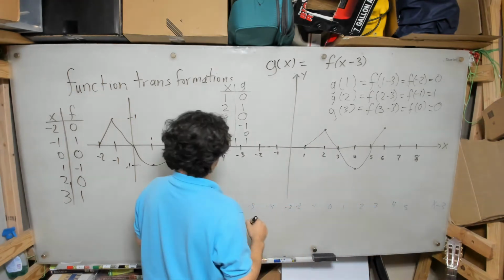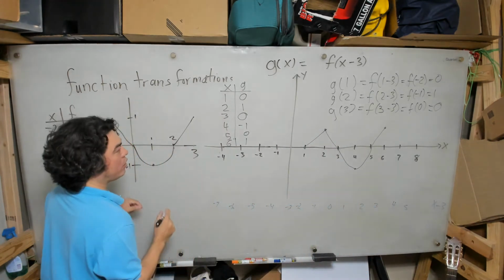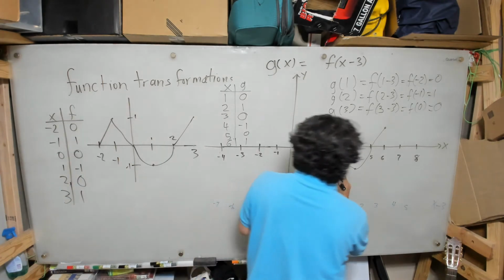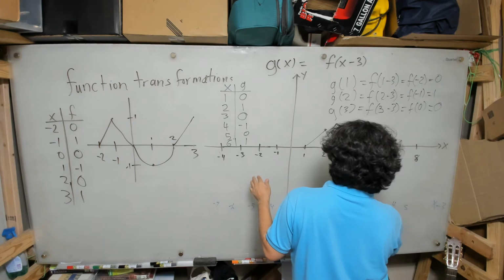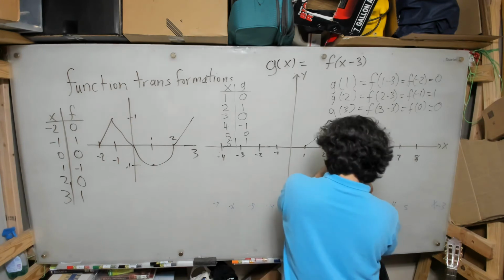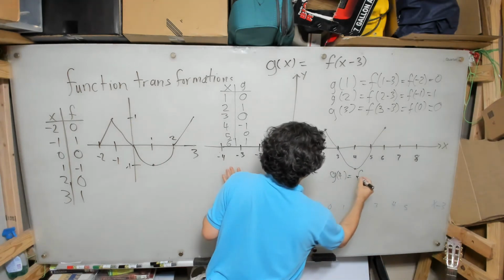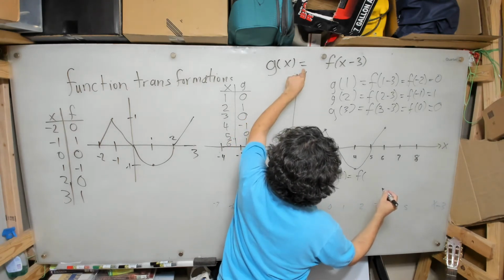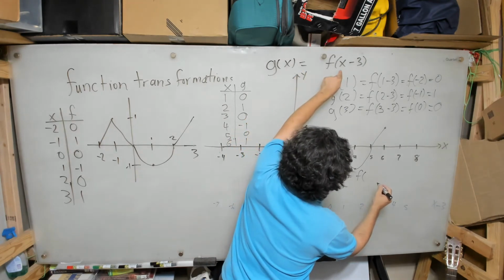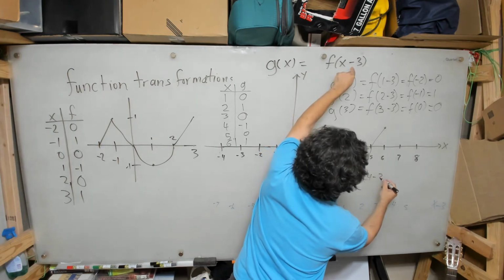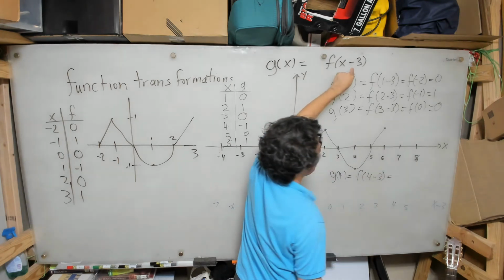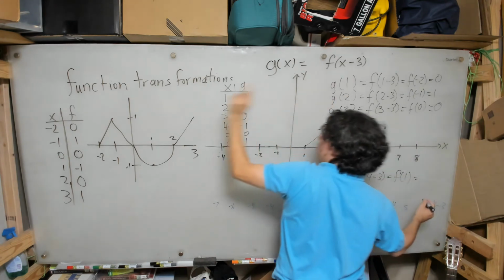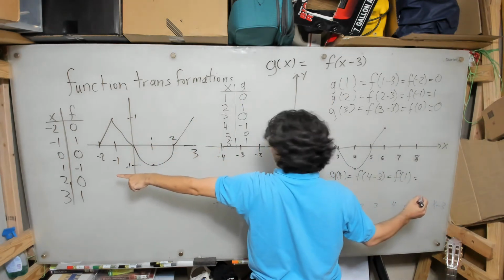Now, let me complete the table down here, and then I'll erase them so you can get the graph very nice. So g of 4 is going to equal f evaluated at 4 minus 3. What is 4 minus 3? 1. So that'll be f evaluated at 1. And we know from our table that f evaluated at 1 is negative 1.